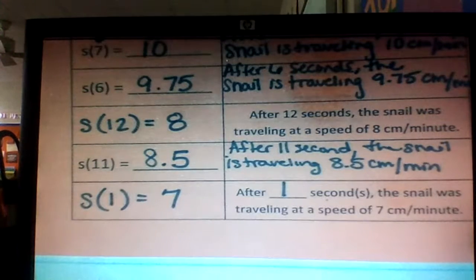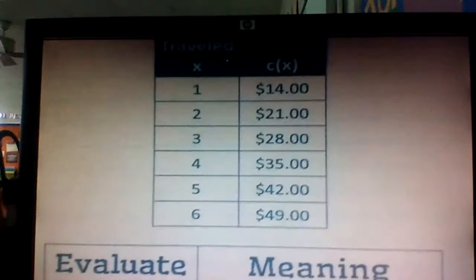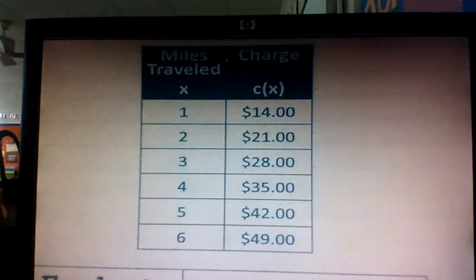Okay. So you're looking at this. Miles traveled and how much money you are charged for delivery.